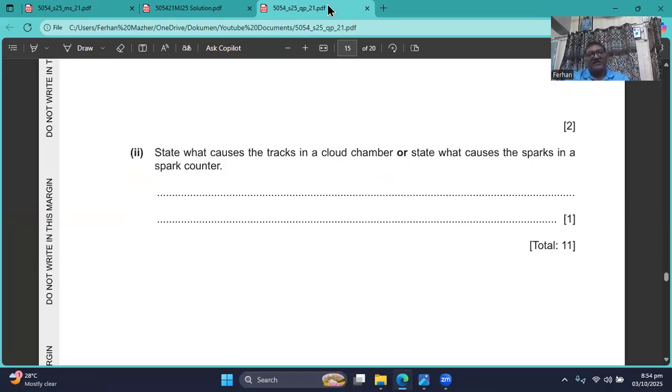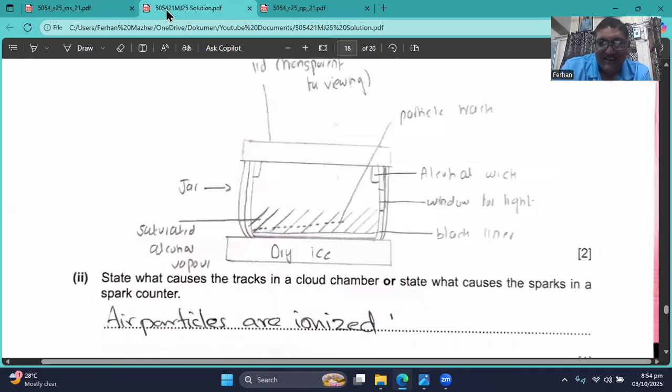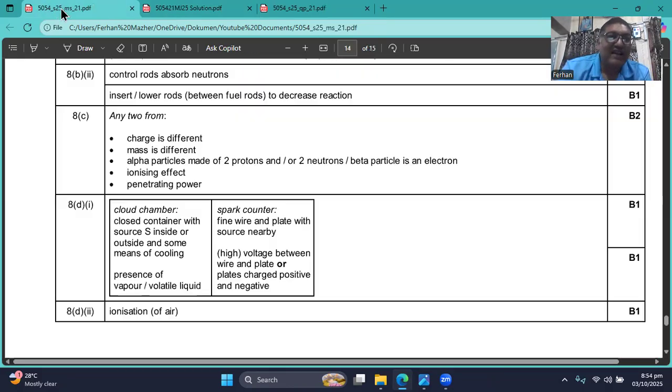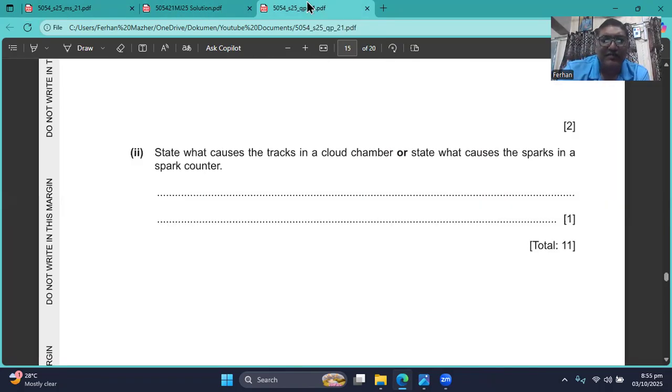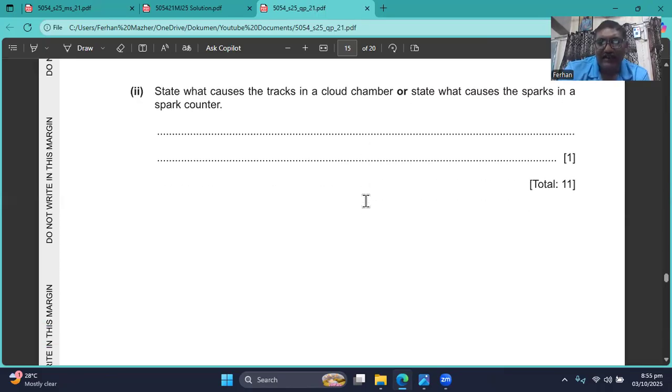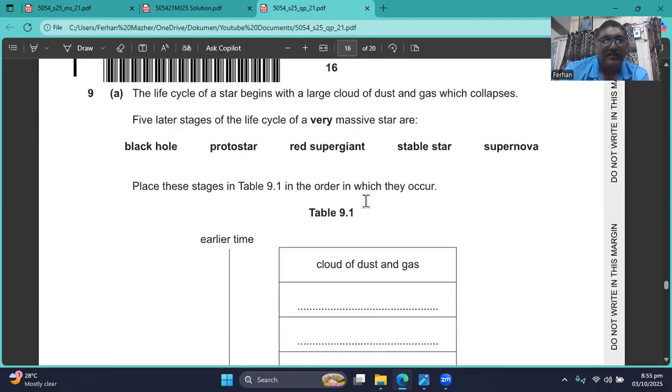Then, state what causes the tracks in the cloud chamber, or state what causes the sparks in a spark chamber. You see, the air particles are ionized, and those alcohol vapors condense on those ionized air particles. And when the light passes through them, it seems to be sparking. Air particles are ionized and the vapors get attached to them. I hope you understand, I have explained it. So let's go to the next question. That was the 11 marks question.